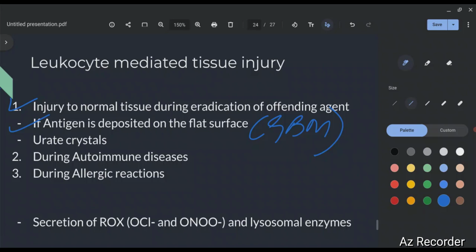Then urate crystals, I already told you, urate crystals are engulfed by the macrophages and neutrophils, but they are not being broken down into smaller pieces. Instead, what happens is the urate crystal ruptures your phagocyte and comes out of the cell, secreting a huge amount of ROS.